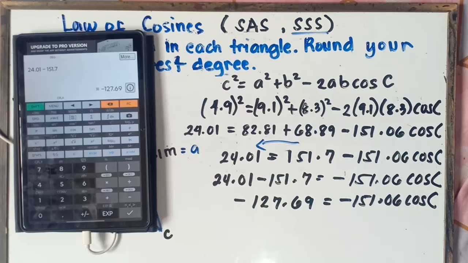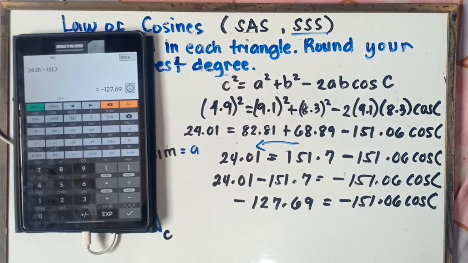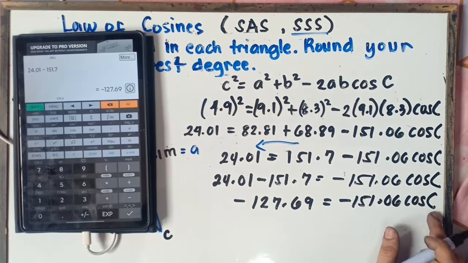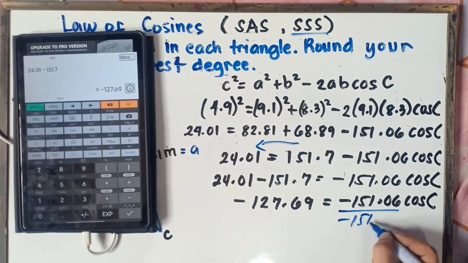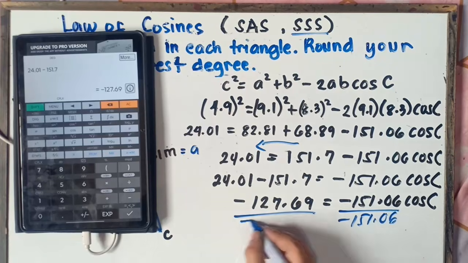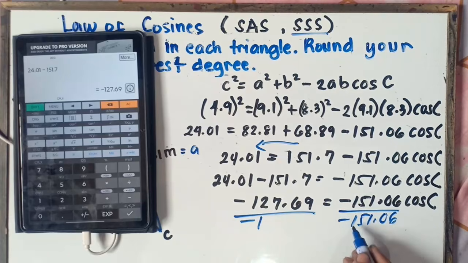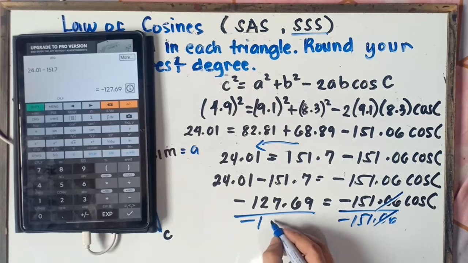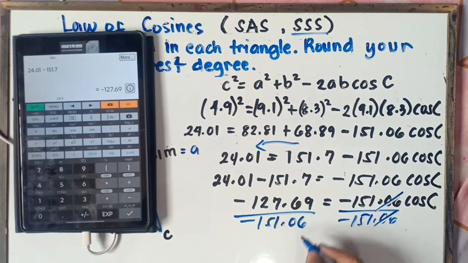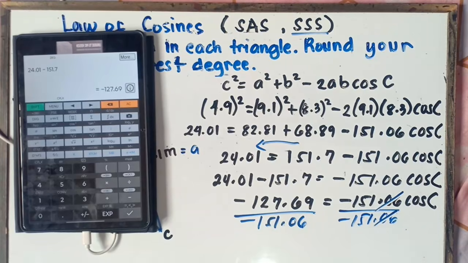Alright, I hope you're still following, class. Do it step by step. Next step, so that we can get the value of cosine C, or angle C, divide both sides by negative 151.06. Question, sir, why do we need to divide both sides by negative 151.06? So that you can cancel that out. Negative 151.06, cancel that out.